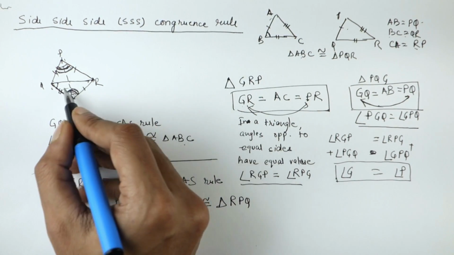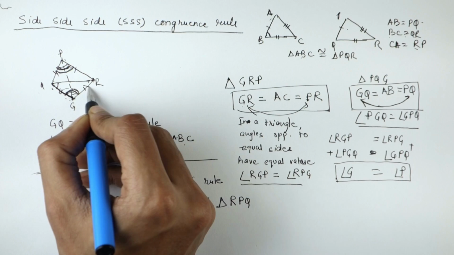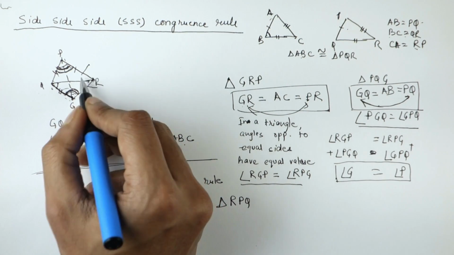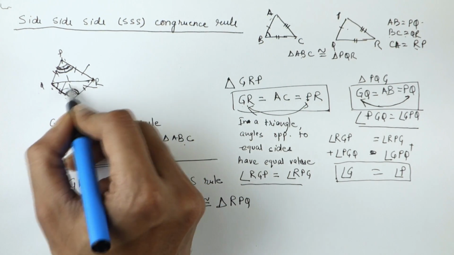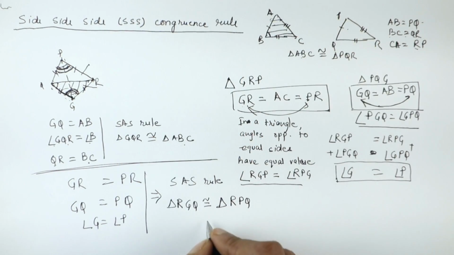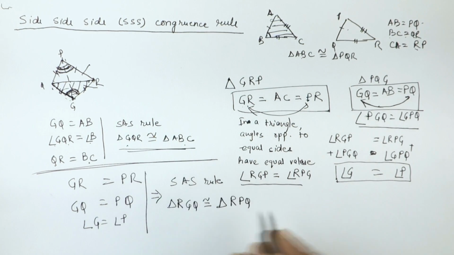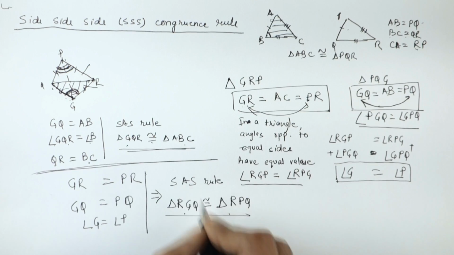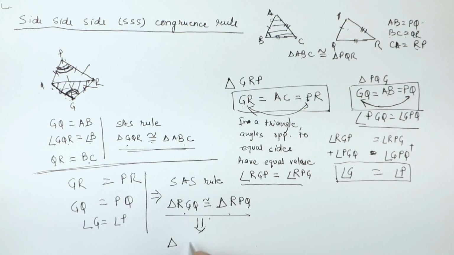So we have proved that this triangle and this triangle are congruent, and we know that this triangle is congruent to this triangle, which we have proved here. If we join these two, effectively we get that triangle ABC is congruent to triangle PQR, and this is what we set out to achieve.